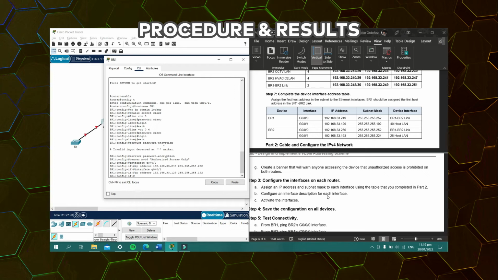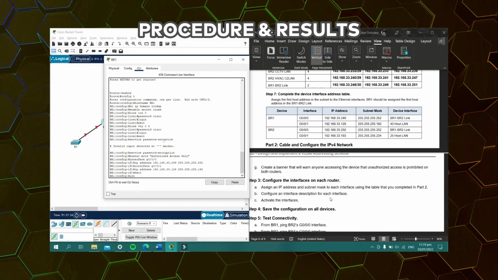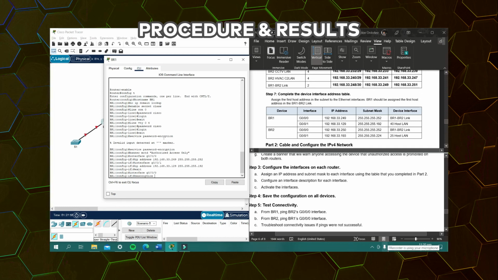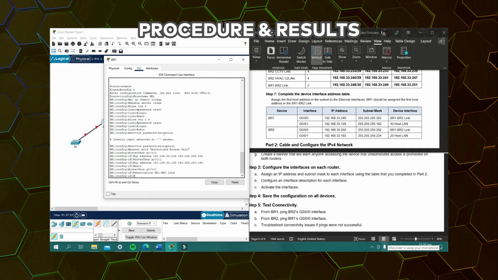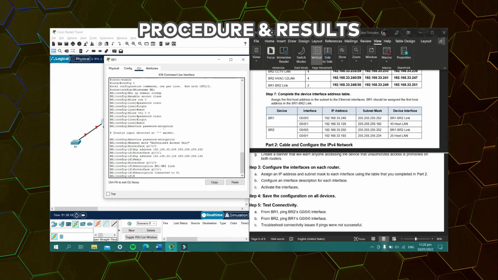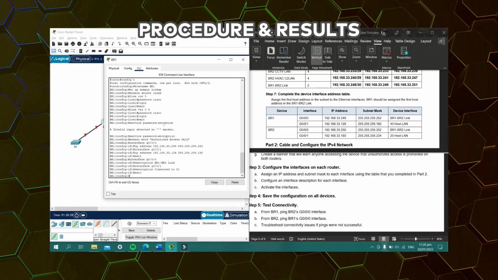And after that, configure an interface description for each interface. So exit. So again, interface G0/0/0. So description: BR1 BR2 link. Next, interface G0/0/1, description: This is connected to S1. There. So exit again.